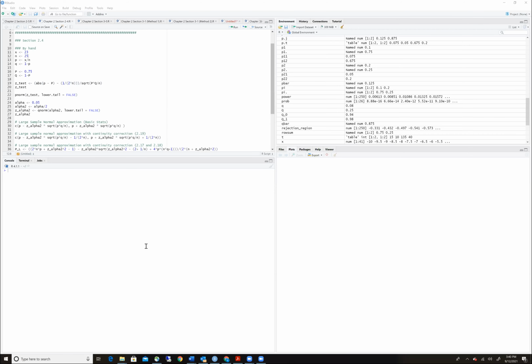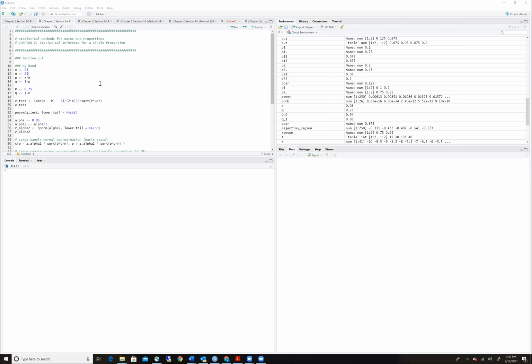Hello, everyone. We're going to be doing some R code that corresponds with what we've been learning in Chapter 2, Section 2.4. So we've been learning about the binomial distribution and creating confidence intervals. And what I wanted to do is show you how you would do this by hand and then how you could use some shortcuts in R.